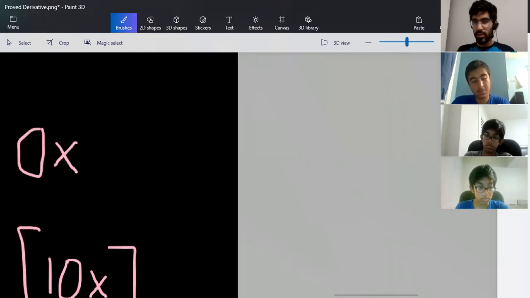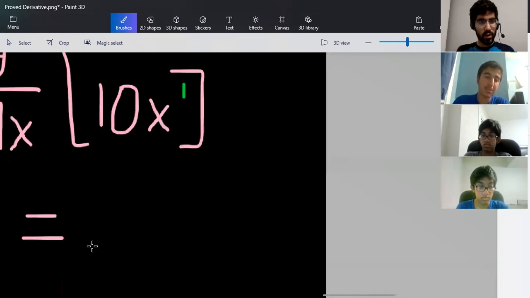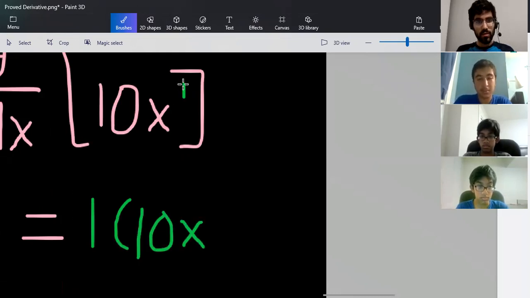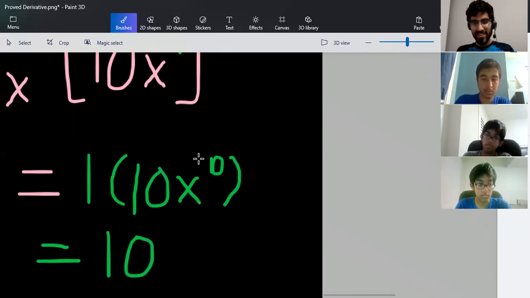So this is hidden: it's 10x to the 1. We bring the 1 out front, and then we take whatever's left, 10x, and subtract 1 from the exponent. So 1 minus 0 is just 0, which means we have 1 times 10, and x to the 0 is also 1. So 1 times 10 times 1 is just 10. Sound cool?